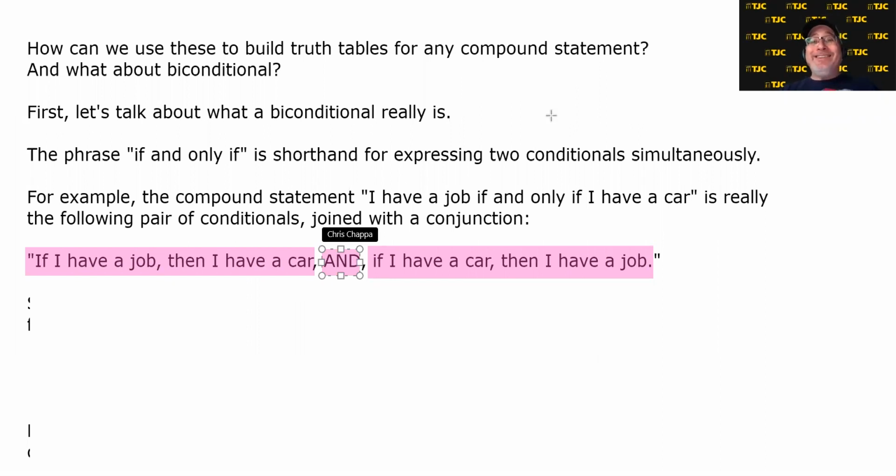So it's called a biconditional because it's a conditional going in two directions, from left to right and from right to left. And when I say that, I mean in reference to the original biconditional. From left to right, the conditional is if I have a job, then I have a car. And from right to left, the conditional is if I have a car, then I have a job.